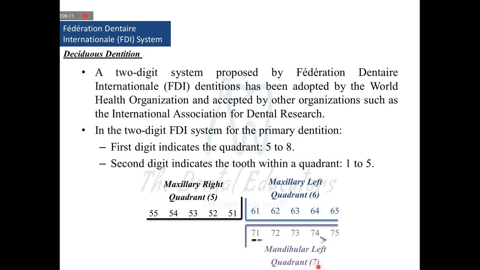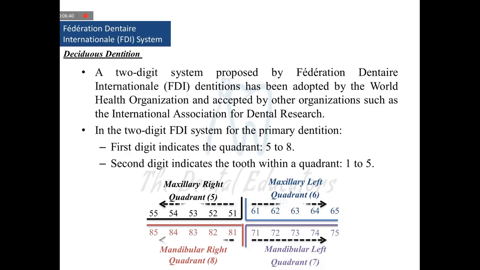Just one thing will be changed, that is the quadrant number, which is the first digit, will be replaced for the counting of the teeth. We can see here we have replaced the first digit, and now we are mentioning it as 7-1 for the mandibular left quadrant deciduous central incisor, 7-2 for the lateral incisor of the mandibular left quadrant, 7-3 for the canine of the mandibular left quadrant, 7-4 for the first molar, and 7-5 for the second molar.